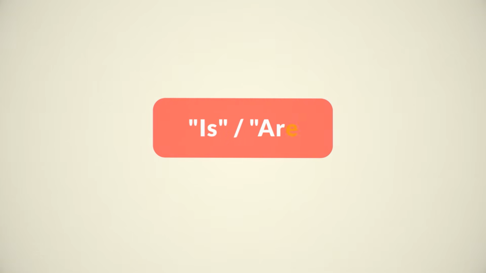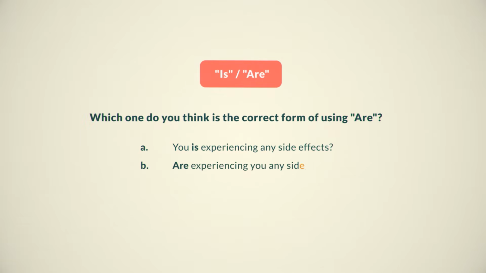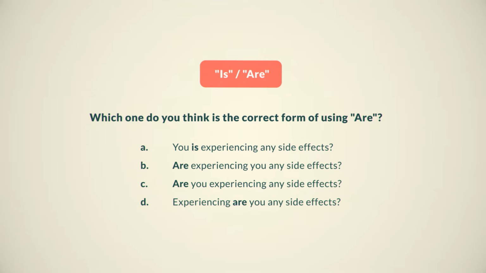Another auxiliar can be is for singular or are for plural. They are used to form questions in the present continuous tense or about states or conditions. Which one do you think is the correct form of using are?